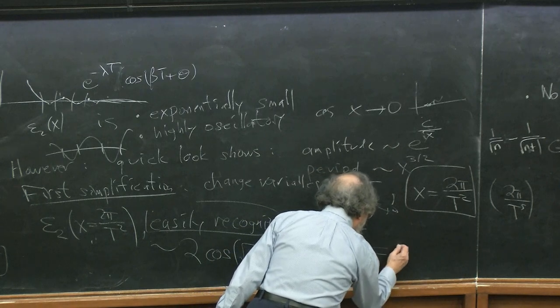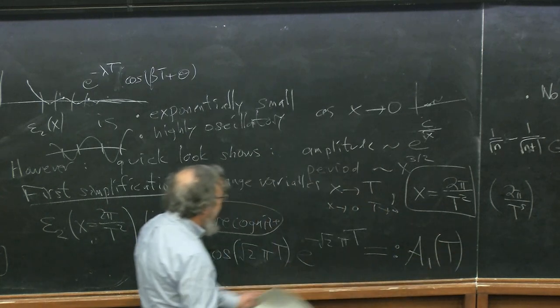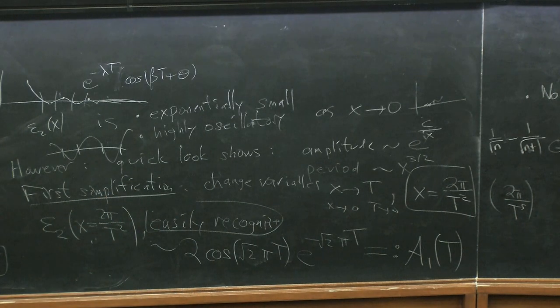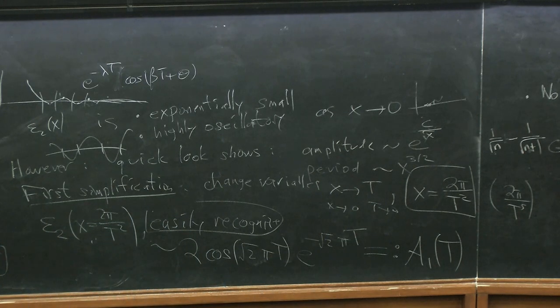Let me call this function, and you'll see why in a second, a1 of t. So here we have a1 of t, which is a pure exponential multiplied by a cosine function, or if you like complex numbers, it's a sum of two pure exponentials, e to the minus lambda 1 t and lambda 2 t, where lambda 1 and lambda 2 have real parts square root of 2 pi, but they have imaginary part also square root of 2 pi. Both signs. So that's the first, the beginning.